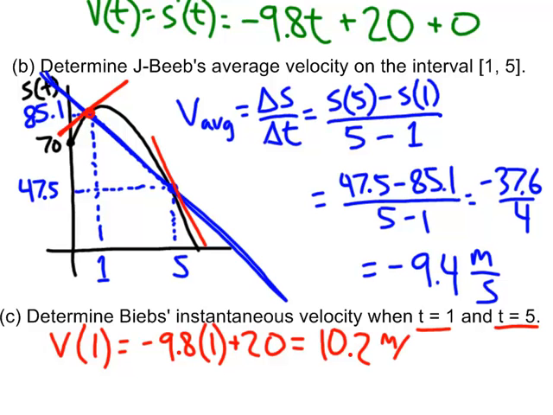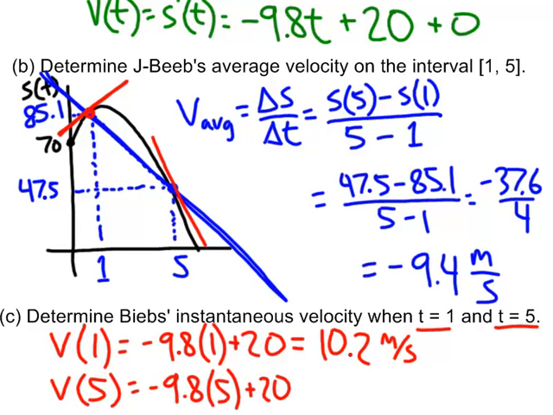So after 1 second, remember he started out initially going 20 meters per second. After 1 second, he slowed down to 10.2 meters per second upward. But after 5 seconds, he's already peaked, and he's headed downward towards the Earth. And that would be at negative 9.8 times 5 plus 20 meters per second.